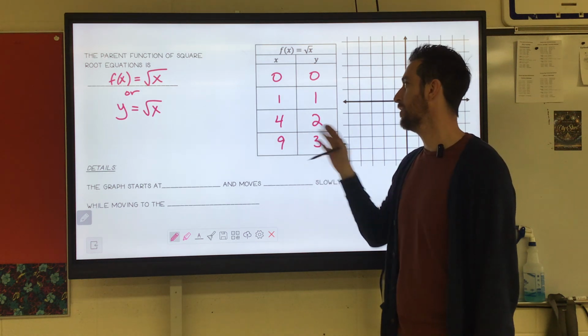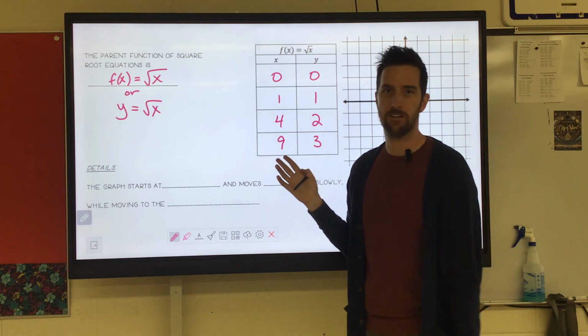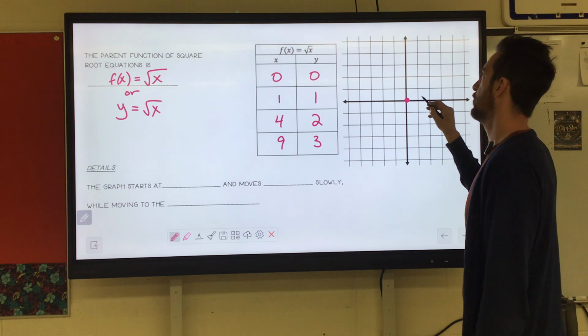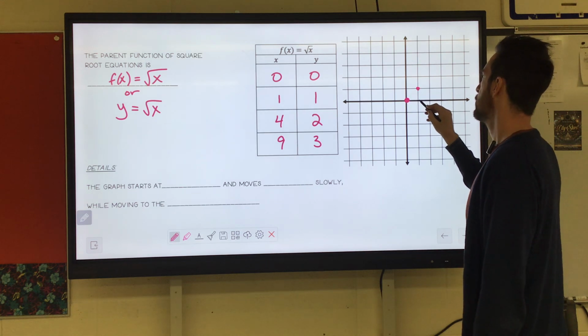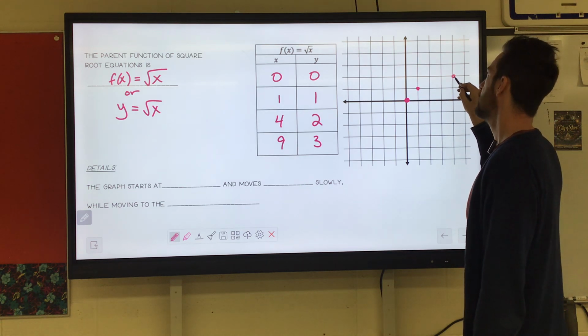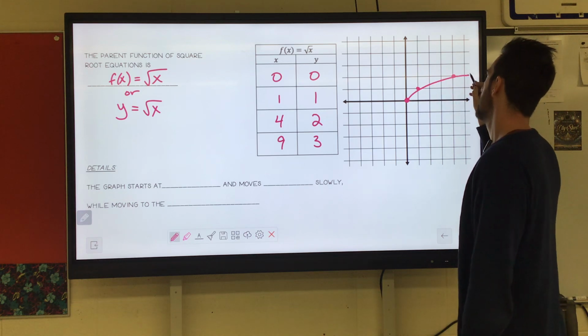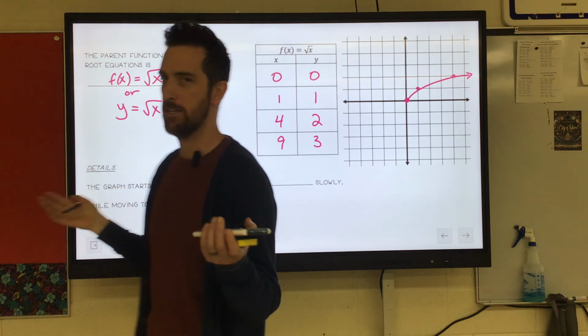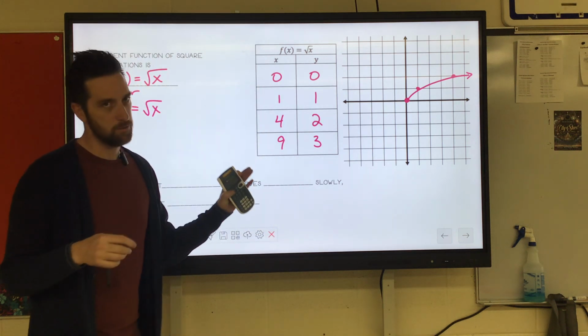So these would be 4 coordinates that would fit on our square root function graph. So 0, 0, 1, 1, 4, 2. That's all that's going to fit on this graph. A lot of times you have graphs that go 10 by 10, so you would put the 9, 3 on there as well. These are like the starting points.